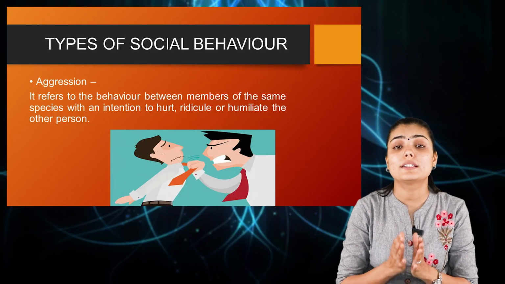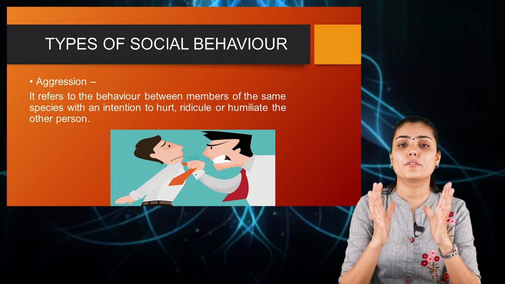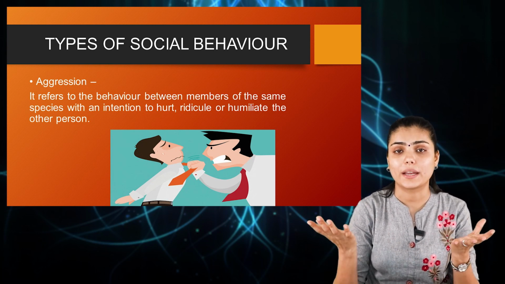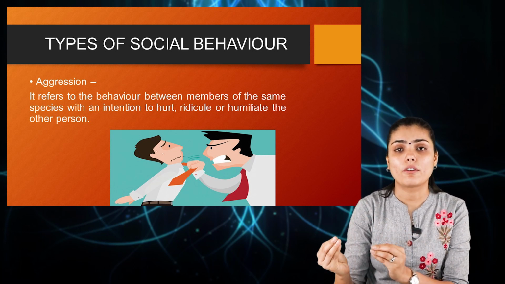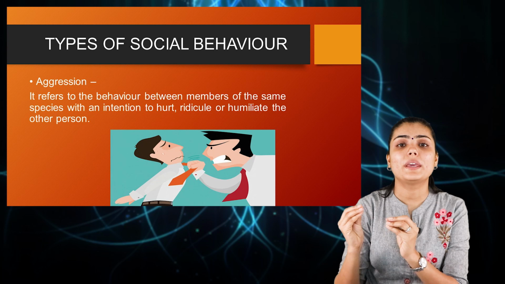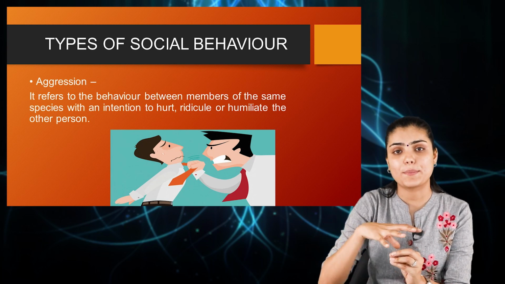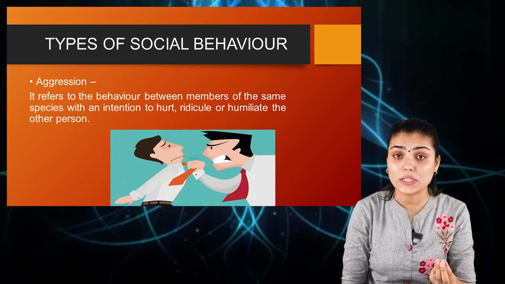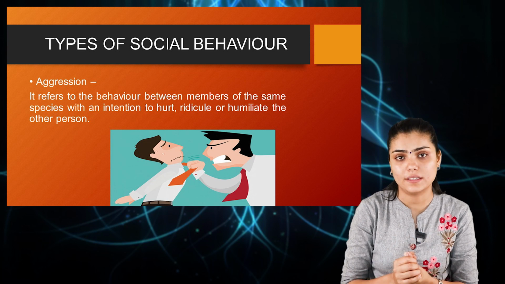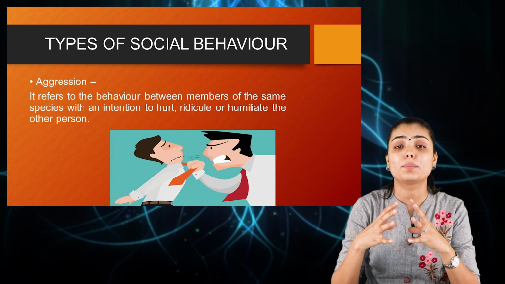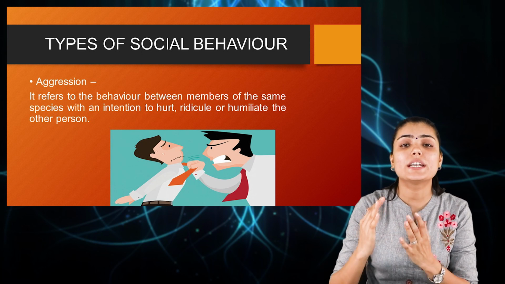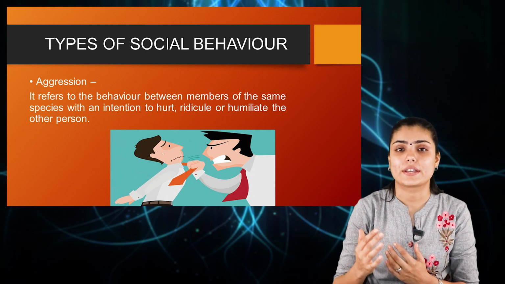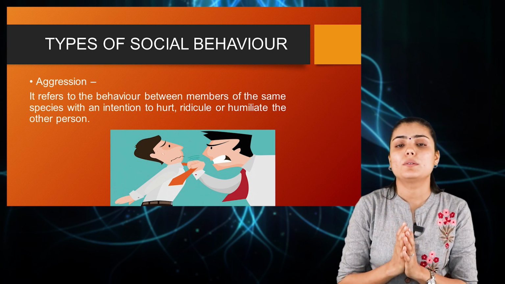Now let us see what the different types of social behavior are. The first one is aggression. From the term itself, it is familiar what aggression is. Aggression refers to the behavior of an individual within the same species who has an intention of hurting the other person. Aggression is a behavior of an individual to hurt, to ridicule, or to humiliate another person within the same species. So the first type of social behavior is aggression.